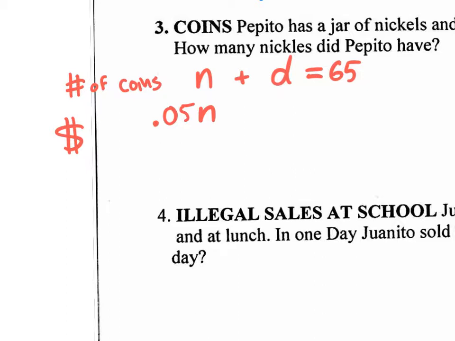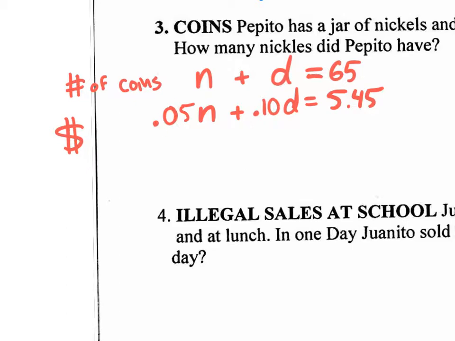How about for the dimes? How much is each dime worth? Plus 0.10 times d. And the total value of his piggy bank, how much is it? $5 and what? 45 cents. Ladies and gentlemen, this is our system that we need to solve.